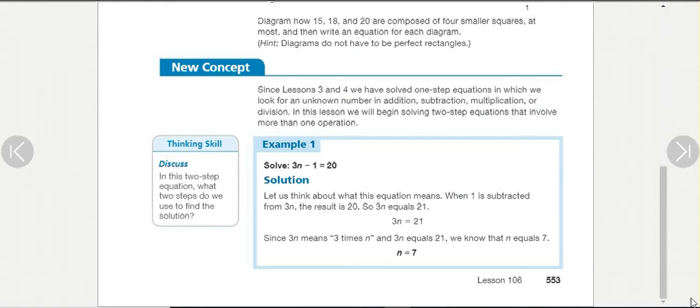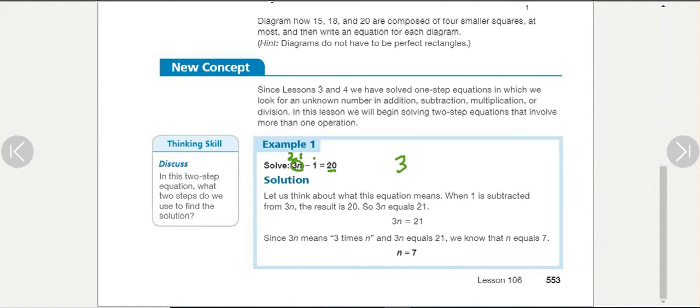is 20. Let's think about what that's saying. Feel free to pause to look at it longer if that's ever helpful. It's saying when I take 1 away from whatever 3n is, it's 20. So if that's the case, then this must be 21. Because when I take 1 away, it's going to give me 20.